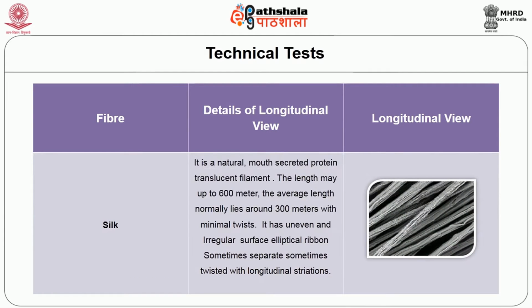Next fiber is silk. Its longitudinal view looks like a natural, moth-secreted protein translucent filament. The length may be up to 600 meters. However, the average length normally lies around 300 meters with minimal twist. It has an uneven and irregular surface, elliptical, sometimes twisted, with longitudinal striations.